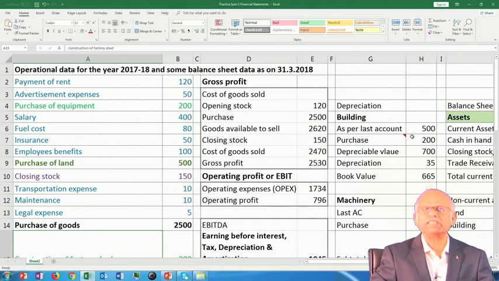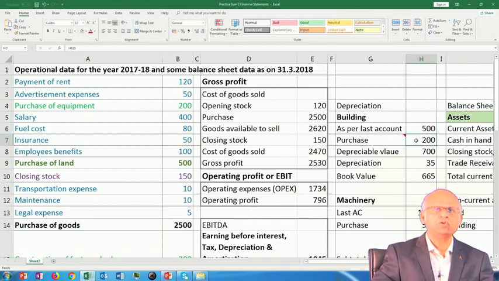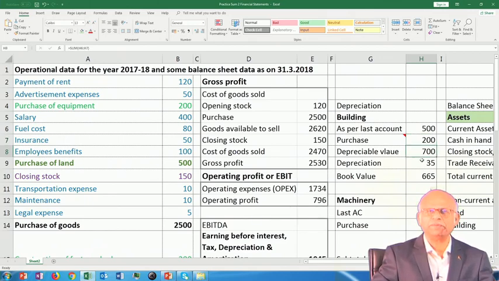So, building as per last year account is 500 and we have constructed a factory shed. So, this is new purchase. So, it becomes 700. Our depreciation rate is at the rate of 5%. So, 700 into 5% is 35.